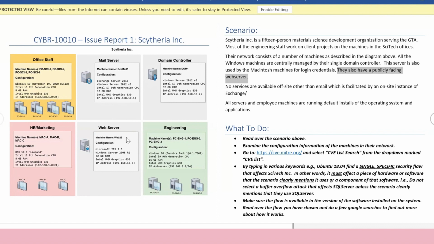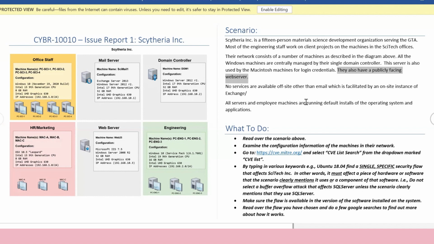But I assume maybe if they have VPNs, that might solve some problem. But anyway, they didn't really specify that in the scenario, so we are sticking with what they said here. So no services are available off-site other than email, which is facilitated by an on-site instance of Exchange. So maybe they have a physical server in that organization. It's not a cloud instance of the Exchange server based on what they said here. So maybe the server is hosted in that building or wherever they are.